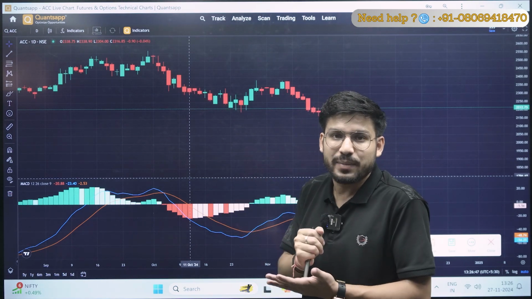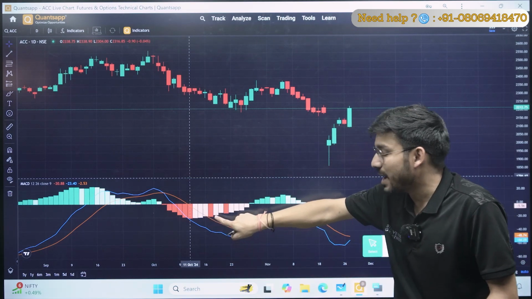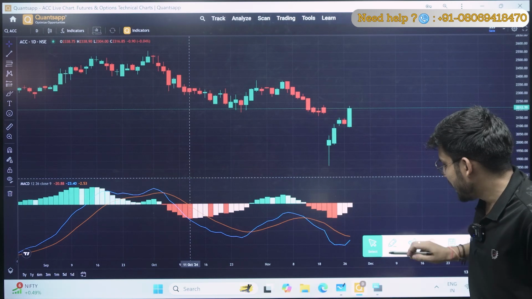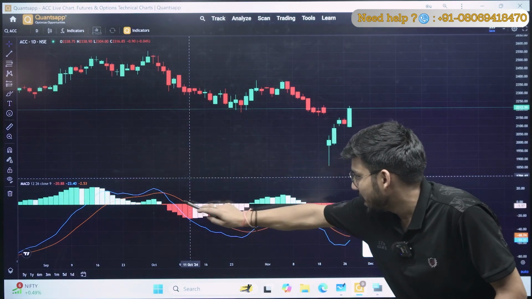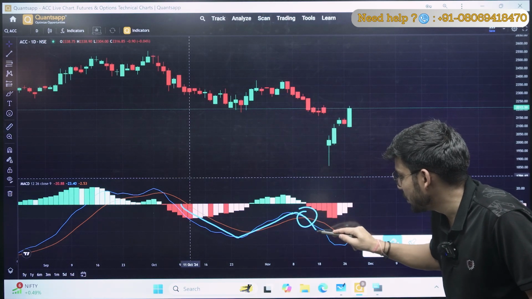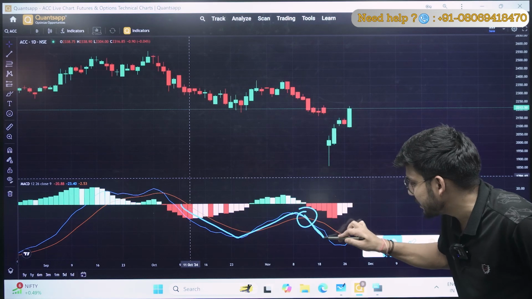Now I have to make my entry. So what will be my entry? Now both of these lines are below zero. Now I have to wait for the market to retest. So you can see the market gave me a retest. Now at this particular point of time, you can see after coming down, it gave me a retest. After that, my MACD line, the blue line, crossed it over.